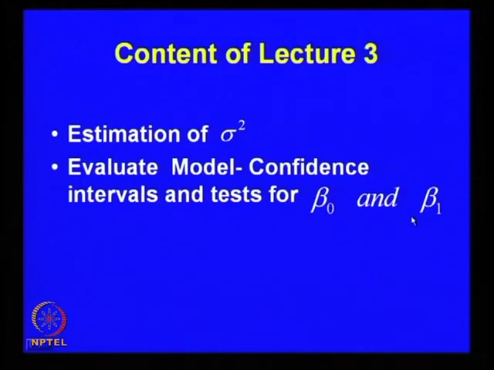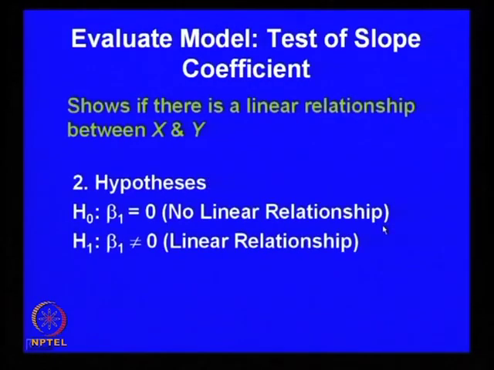Well, first we'll test the hypothesis that beta 1 equal to 0, this is the null hypothesis, against the alternative hypothesis that beta 1 not equal to 0. What is the significance of this null hypothesis, beta 1 equal to 0? If beta 1 equal to 0, then the model becomes y equal to beta naught plus epsilon. That means there is no linear relationship between the variables x and y.